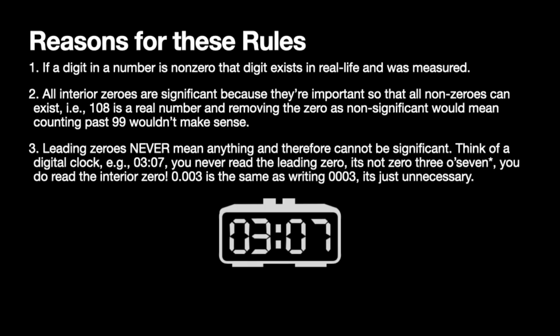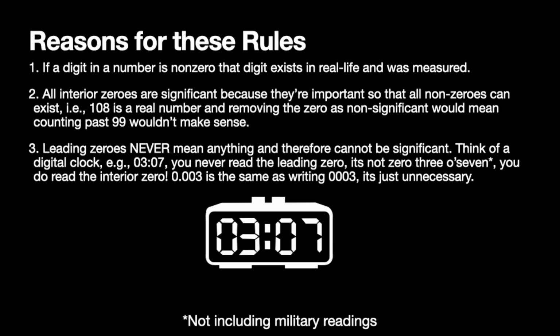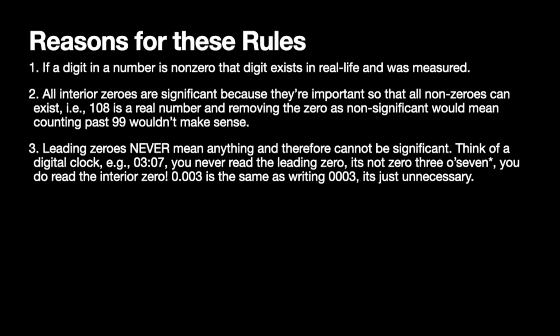3. Leading zeros never mean anything, and therefore cannot be significant. Think of a digital clock, e.g., 0307. You never read the leading zero. It's not "zero three zero seven." You do read the interior zero. 0.003 is the same as writing 0.0003. It's just unnecessary.